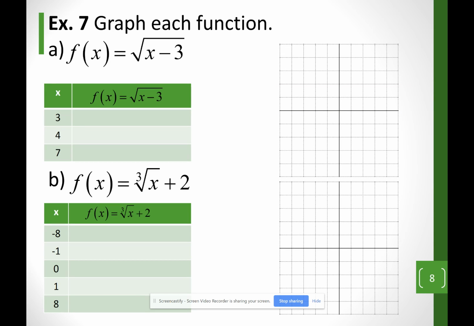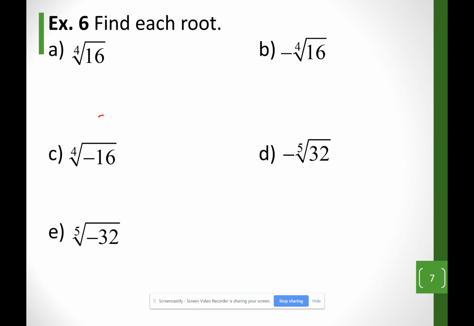When it comes to the graph, we're going to look at this graph. First thing, I'm going to choose some values of x. We're going to see in a minute why I chose them. So here, let me replace the value of x in the function. I'm going to look at the square root of 3 minus 3. Right, I replace the value of x with 3.